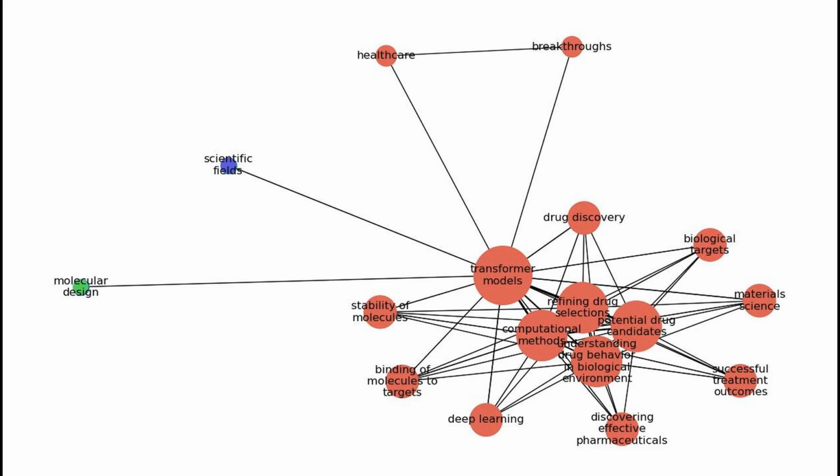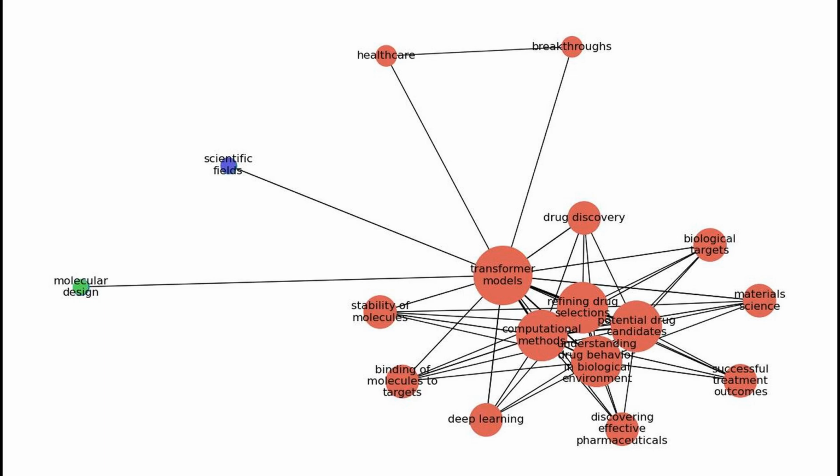These methods provide valuable insights into key properties, such as the stability of molecules and how they bind to their target. This is essential because understanding how a drug will behave in a real biological environment can dramatically improve the chances of successful treatment outcomes. It allows researchers to refine their selections, moving closer to discovering effective pharmaceuticals.